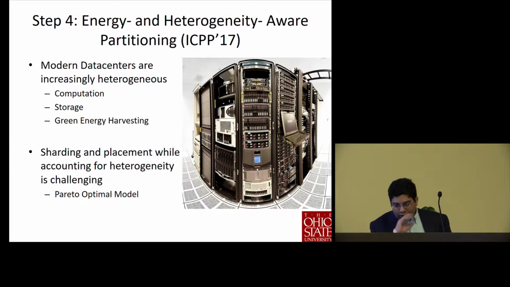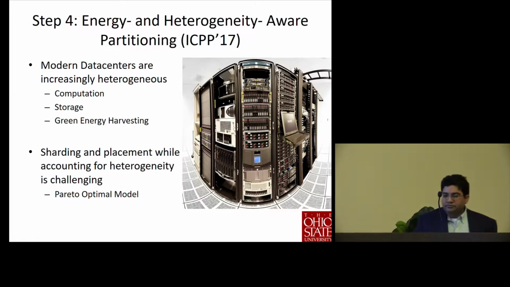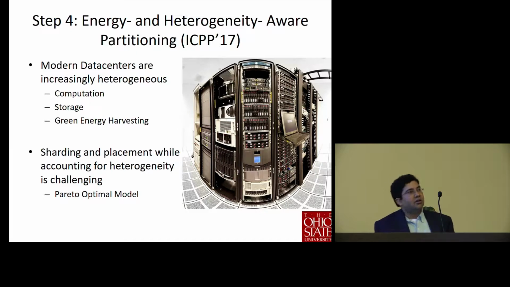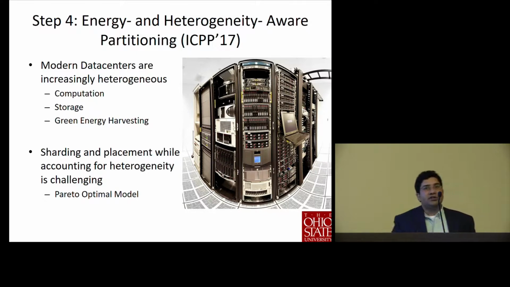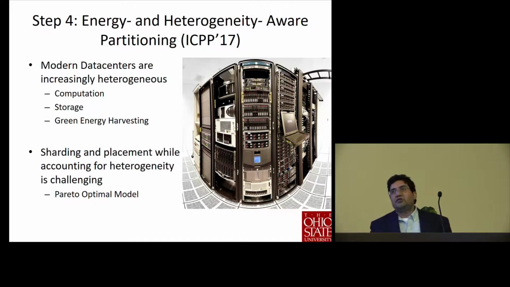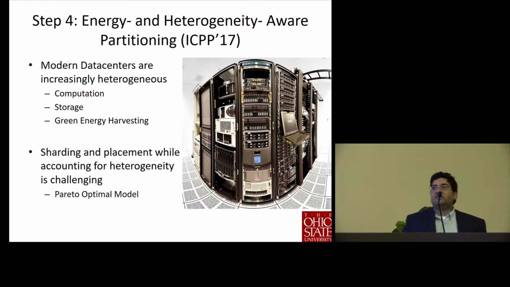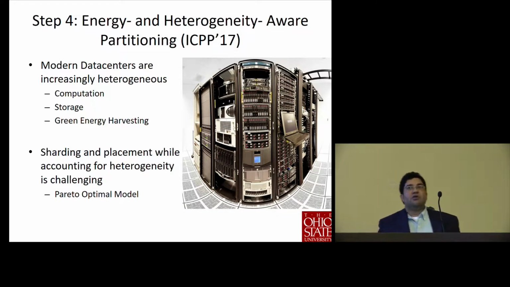I'm running out of time, so I'm going to go through this part a little quickly. The last part of my talk is to show that you can employ this kind of stratification while accounting for heterogeneity that's part of pretty much any modern data center, where you swap out an existing machine with a new machine. It has slightly different configurations, slightly different capabilities. And so when you have this kind of heterogeneity in both compute and storage, you're going to have to rethink how you place data.